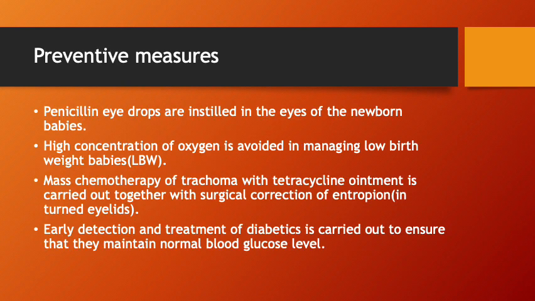Other preventive measures which can be taken are instillation of penicillin eye drops in the eyes of newborn babies, avoiding high concentration of oxygen in managing low birth weight babies, mass chemotherapy of trachoma with tetracycline ointment, and correction of entropion, early detection and treatment of diabetes so that blood sugar is maintained at a normal level.